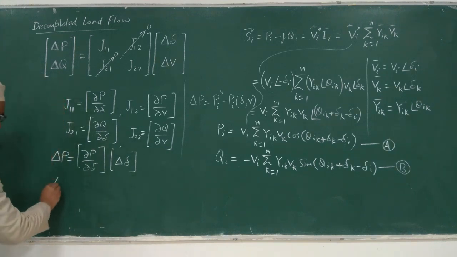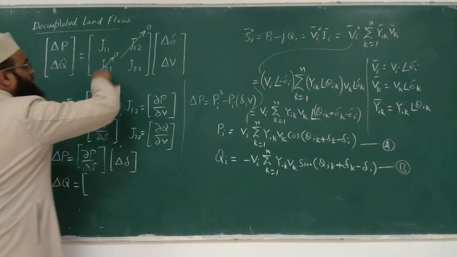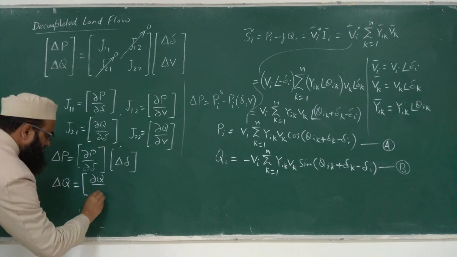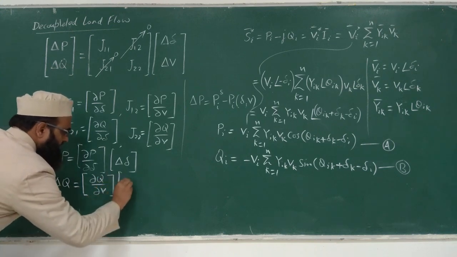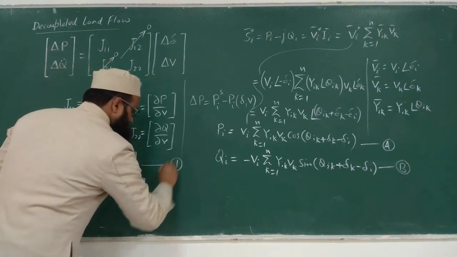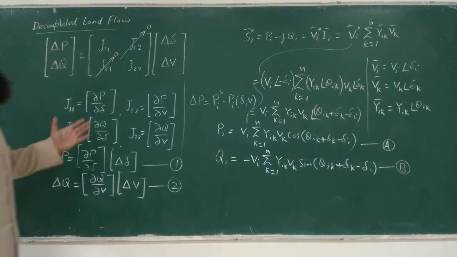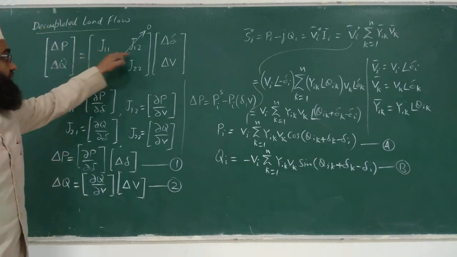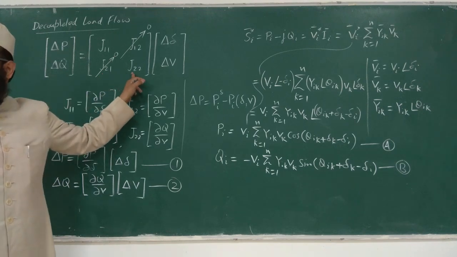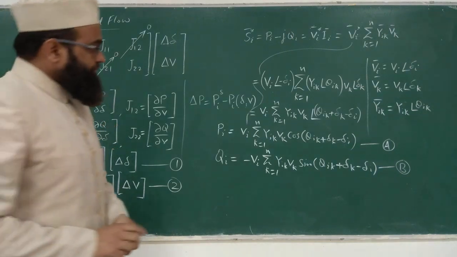And what about del Q? Del Q will be, this is 0 now, so that is J22 del V, and J22 is del Q upon del V times del V. So these two equations. Now we will see how J11 is non-zero, J12 is 0, and J21 is nearly equal to 0, and J22 is non-zero. We have to see. Any question till now? No question. Okay.